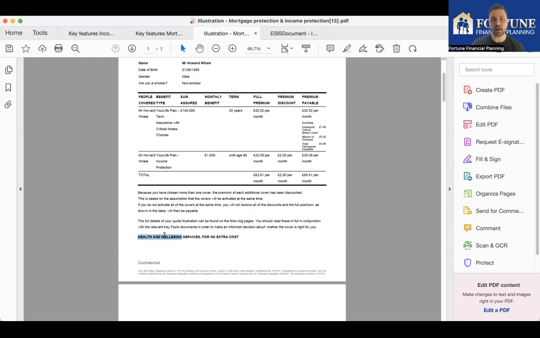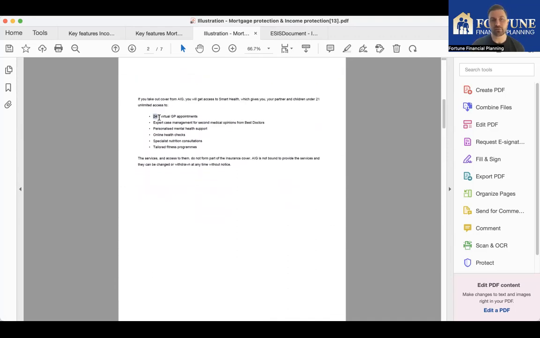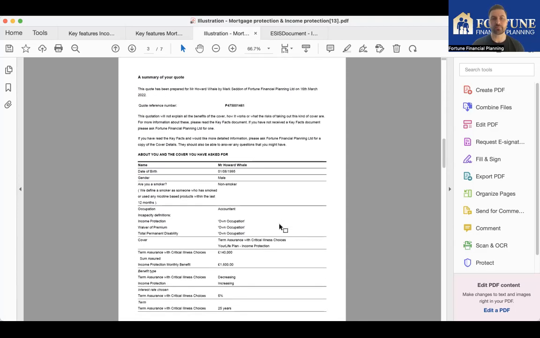Also, you can see I mentioned Smart Health. There's a health and wellbeing service for no extra costs included with AIG. And of course, we can go into detail with the client on that to let him know that it includes these features as a little bit of an incentive to use that provider as well.